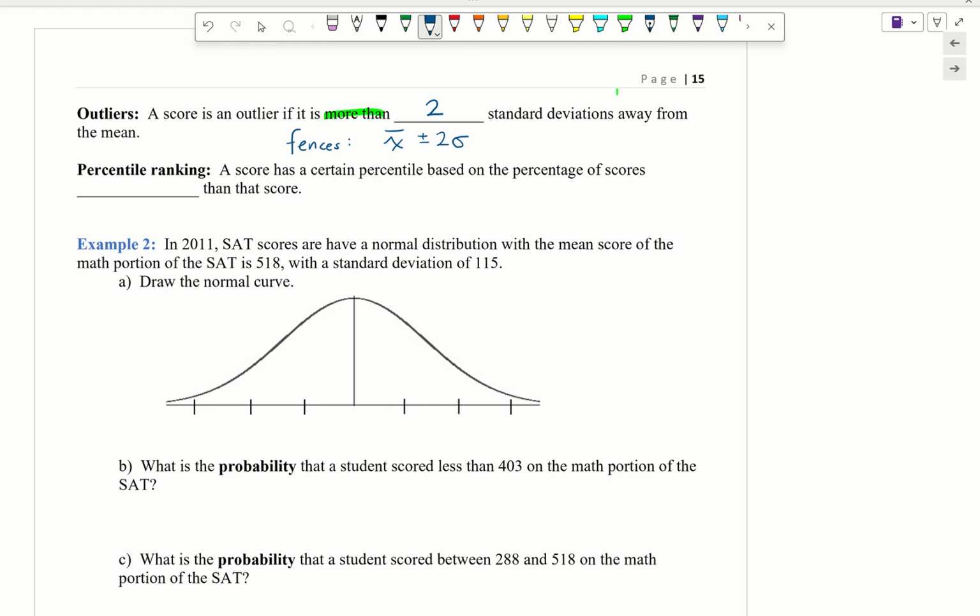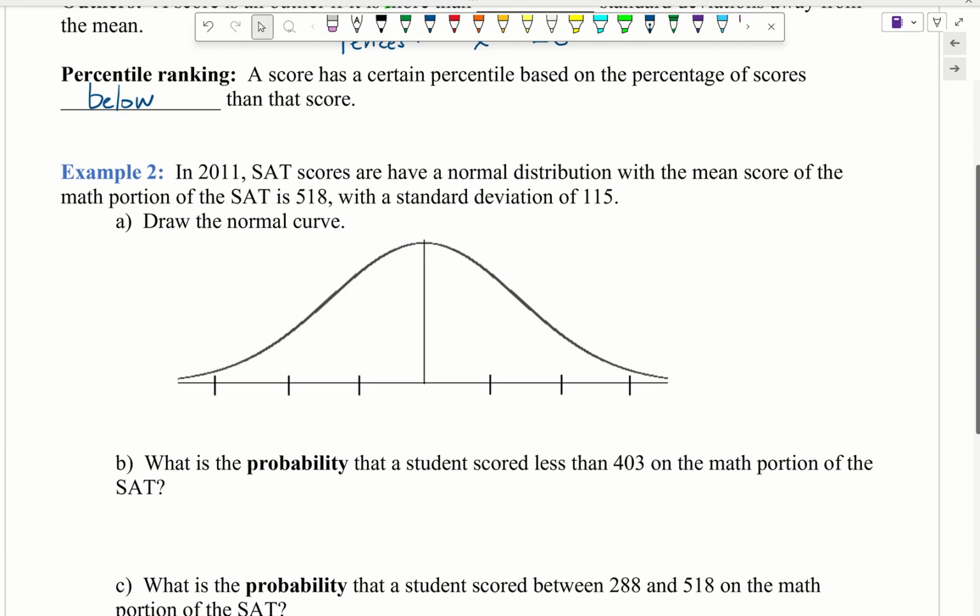The other piece here is percentile ranking. A score has a certain percentile based on the percentage of scores below that score. Meaning if somebody has a score in the 75th percentile, that means they scored higher than 75% of the people who took the test. So that's how the percentile comes into play. Using that information, we're going to label the curve and answer some questions.